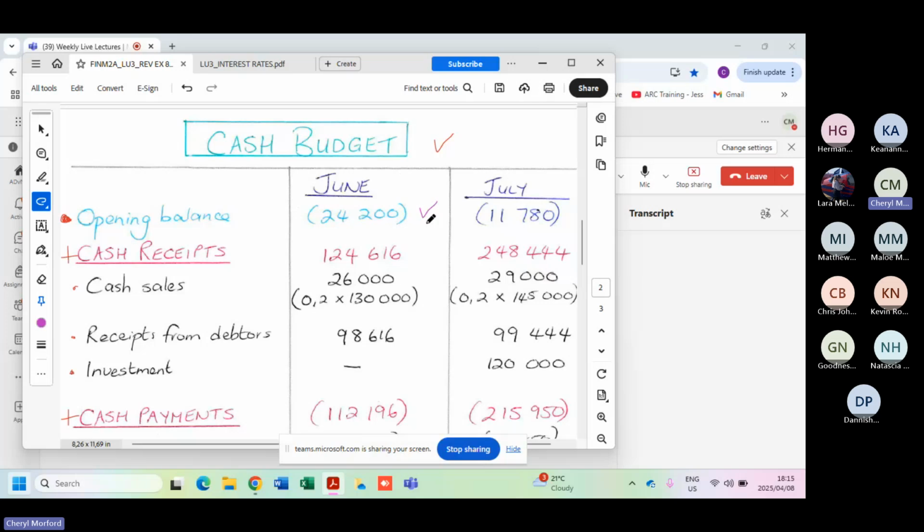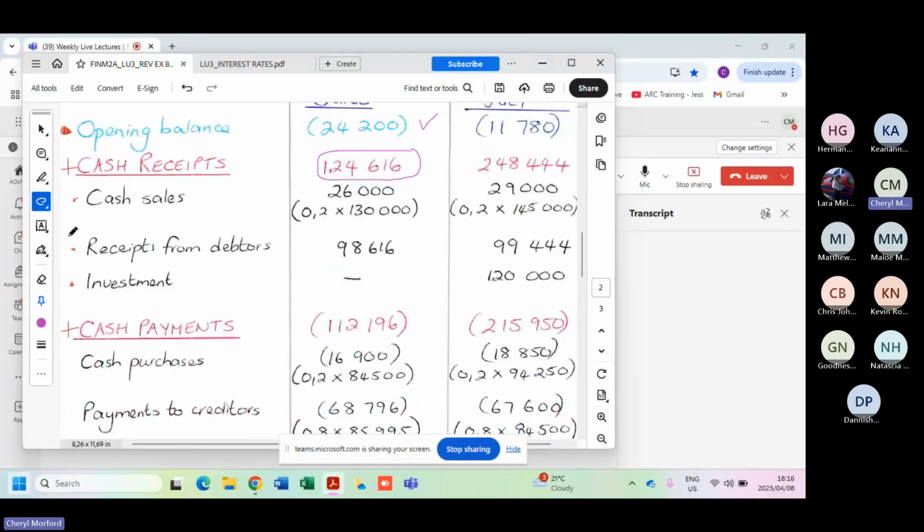Then forget the workings for the moment, but we're going to have, in this case, 3 areas where cash is coming in. What you then want to do is add them all together, and pop in the total of the cash receipts there. If you wanted to, oh, I've only just thought of it now. We could do that.